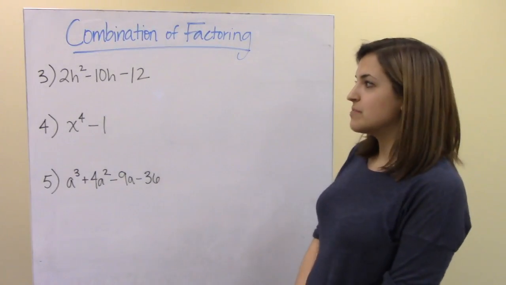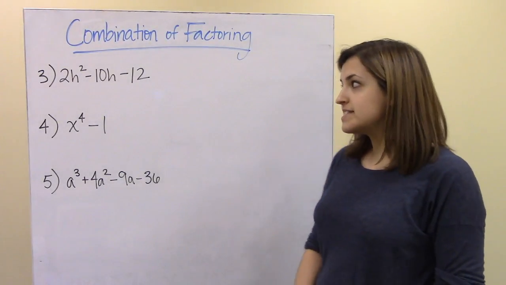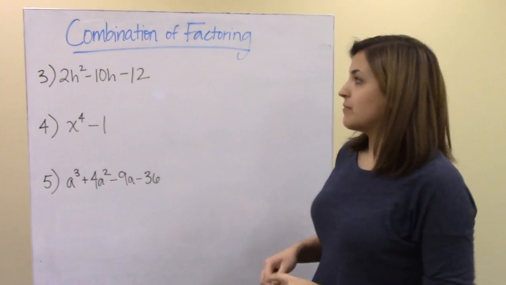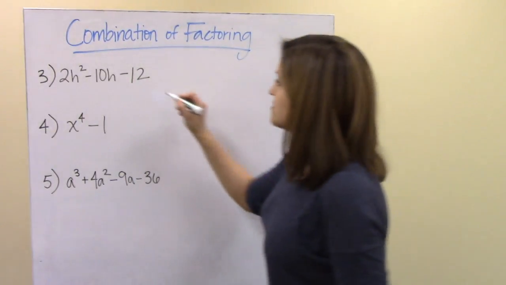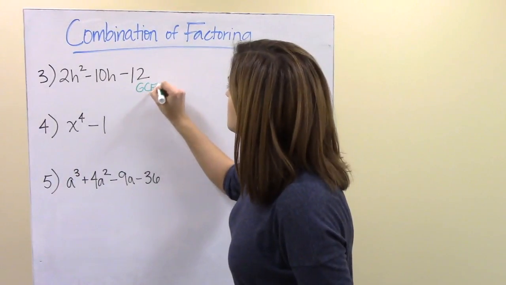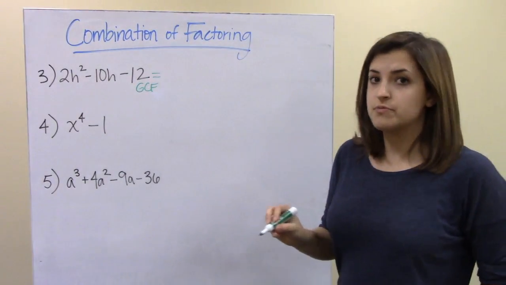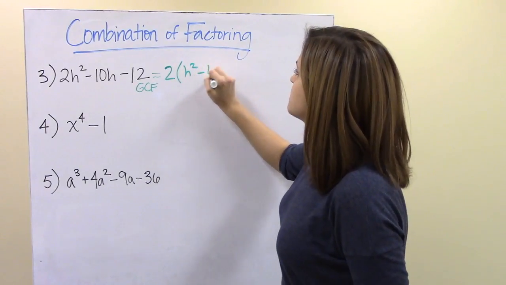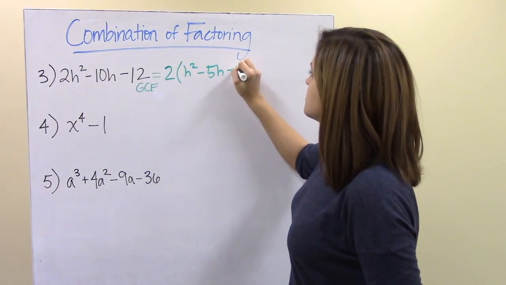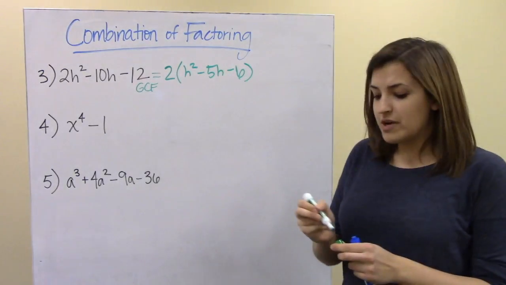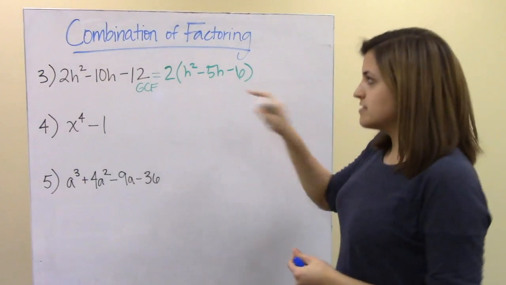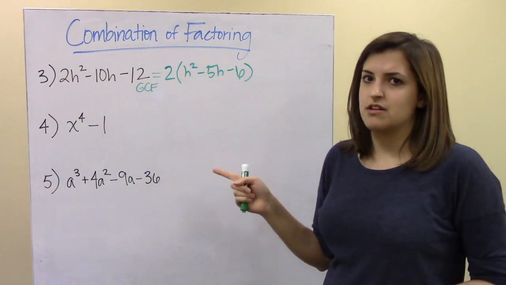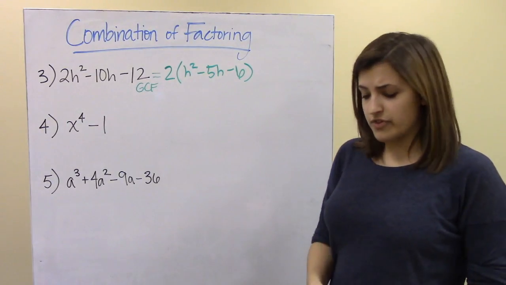Okay, our third example has 2h squared minus 10h minus 12. Now again, you might see that we have a greatest common factor here. So we'll do greatest common factor, and we can factor out a 2. So we'll have 2 times h squared minus 5h minus 6. And now you might think you're done, but if we look at this, we see h squared minus 5h minus 6. I think I can factor this further.